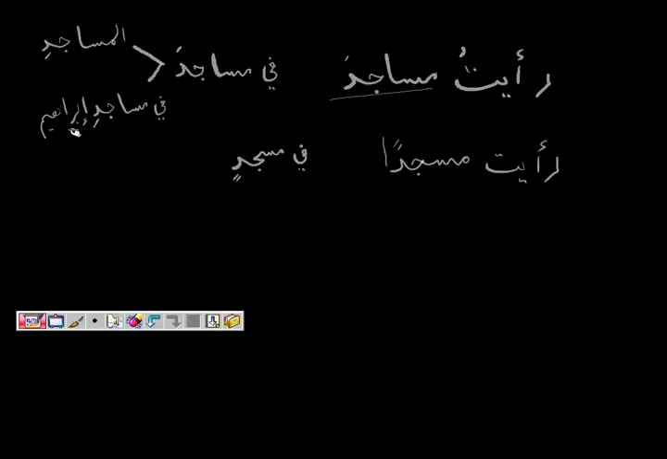Ibrahim is mudaf ilayh. Correct? Its i'rab will be majroor. So how will I say Ibrahim? Ibrahima. Not Ibrahimi, not Ibrahimin. Because this does not have alif lam and it's not mudaf, it will still take a fatha when it's majroor.